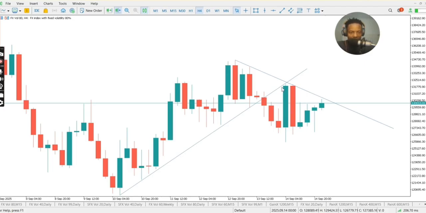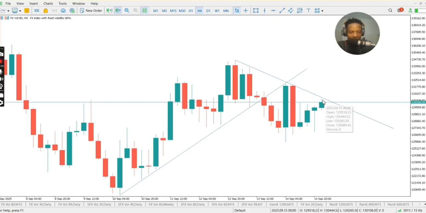So what does that mean? It came and retested this, so it shows that the market is about to go down. At the same time, we see that the market came and bounced from this trend line, came down, bounced again, came down and bounced again.